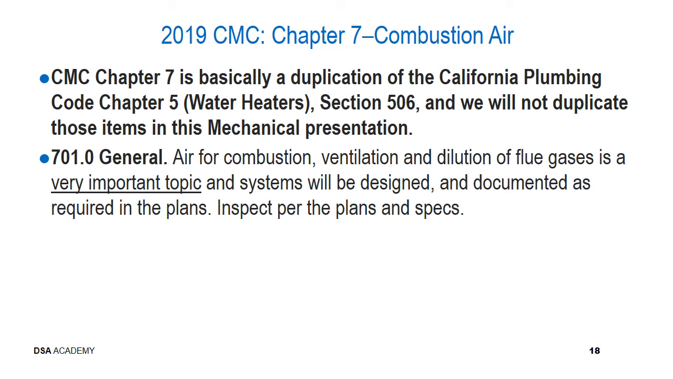Chapter 7 of the California Mechanical Code is basically a verbatim duplication of the California Plumbing Code's Chapter 5, which deals with water heaters, specifically Section 506. And we're not going to duplicate any of that information here in this mechanical presentation.